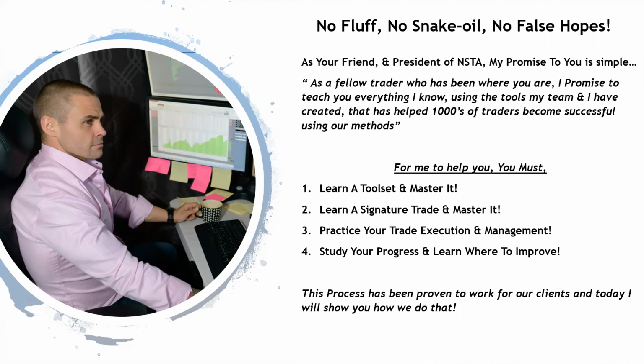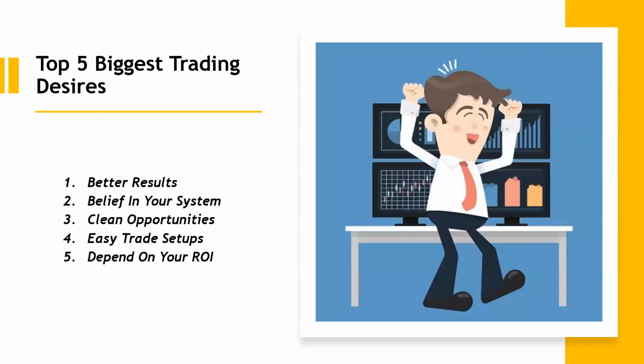So that being said, I know we're all here for the same five things. Maybe you can give me a yes if you agree or not. I'm going to keep it super quick and simple. How many of you think that these five bullets on this slide are absolutely important, and are things you're looking for in your business? Better results, believing in your system a little bit more efficiently, easier trade setups, cleaner opportunities.